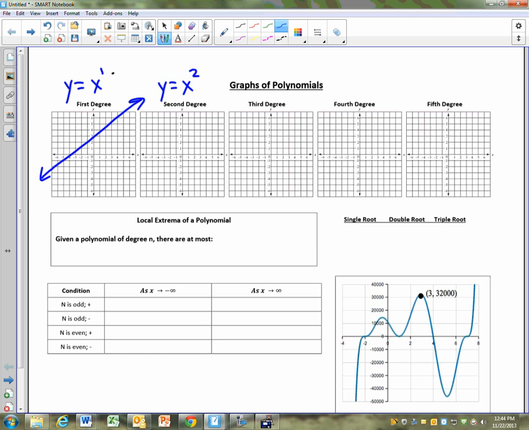X squared makes a parabola. X to the third makes kind of one of these wavy things. Okay. X to the fourth, kind of like a W.